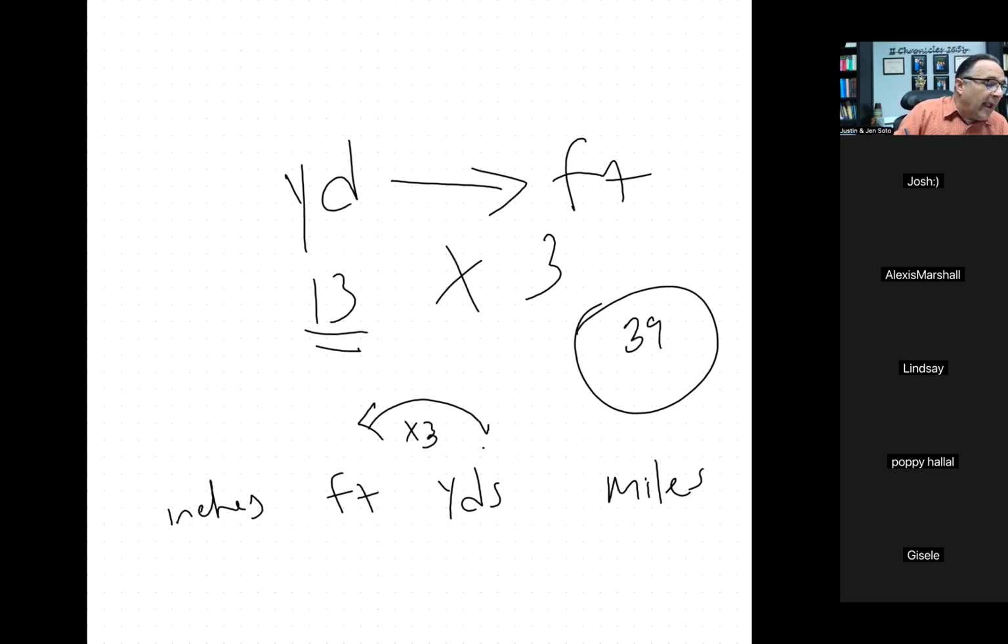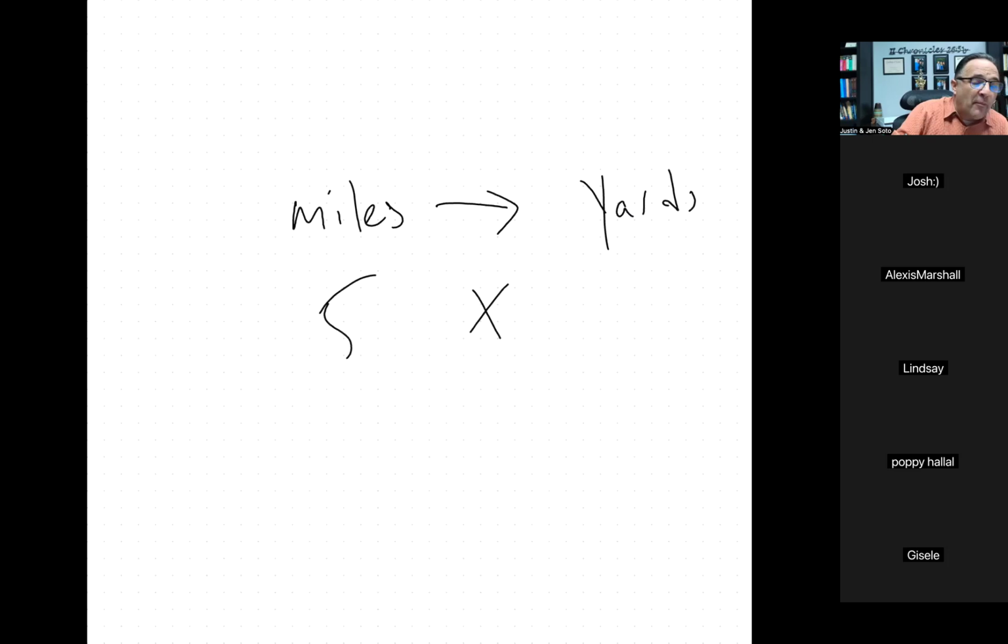Okay. And number 3, I want you to do number 3. I'll write it out for you. You can send me over an answer. We're going to go from miles to yards. Larger to smaller, that's going to be times. We're going 5 miles to yards. Look at your conversion. How many yards are in 1 mile? And you can write that number right here. It's a 4-digit number. Multiply those two together. Send me over an answer once you got it.